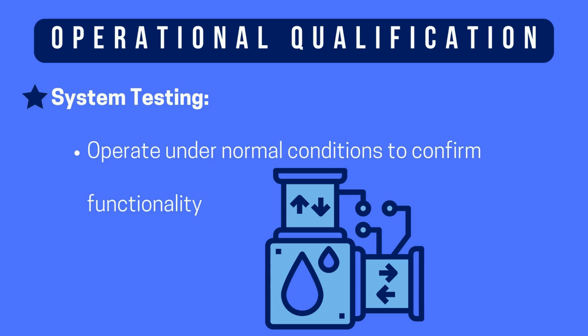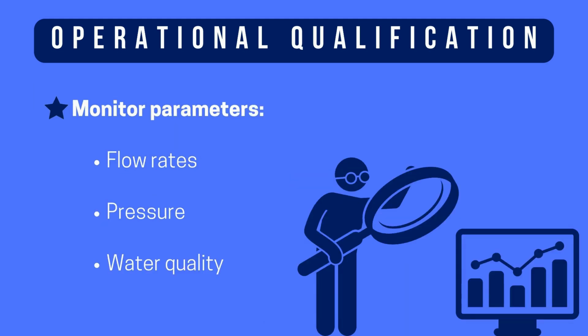This step involves running the system under normal operating conditions to confirm its full functionality. By simulating real-world usage, you can observe how the system performs in actual practice, identifying any operational issues that may not be evident during installation. You'll want to monitor parameters like flow rates, pressure, and water quality to verify that the system performs as intended.